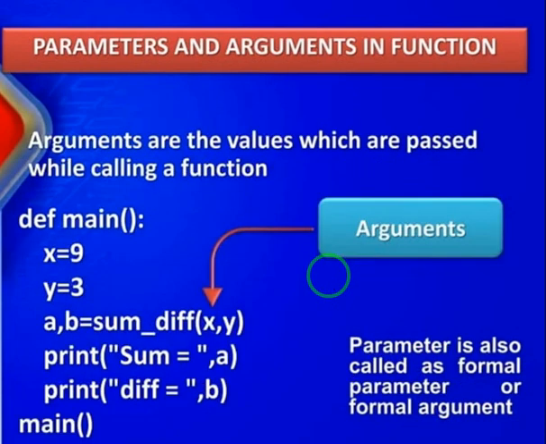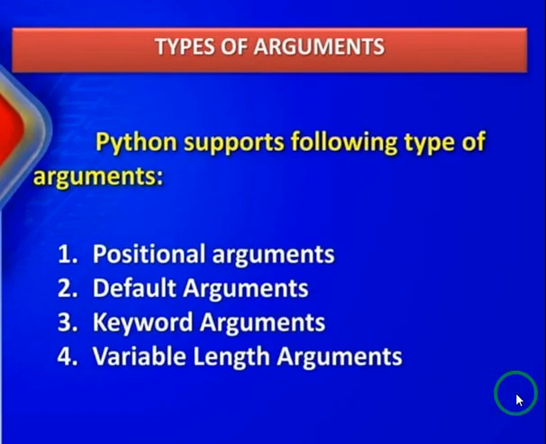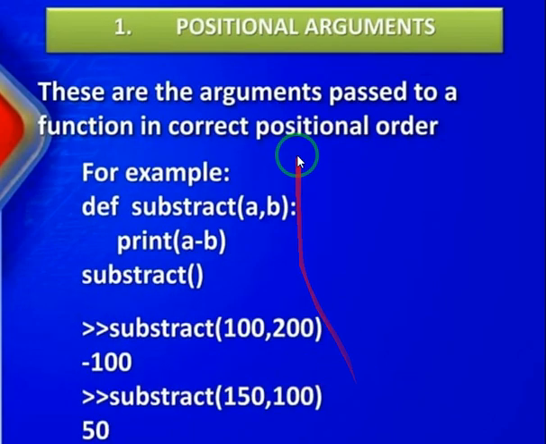Next are the arguments. These are simply put the values which we pass in while calling a function. So let's say ab equal to sum x comma y. So x comma y here act as arguments since these are the values which are being passed while we're calling the function. Now parameters are also called formal parameters or formal arguments. Now there are different types of arguments supported by Python. Positional argument, default argument, keyword argument, and variable length argument.